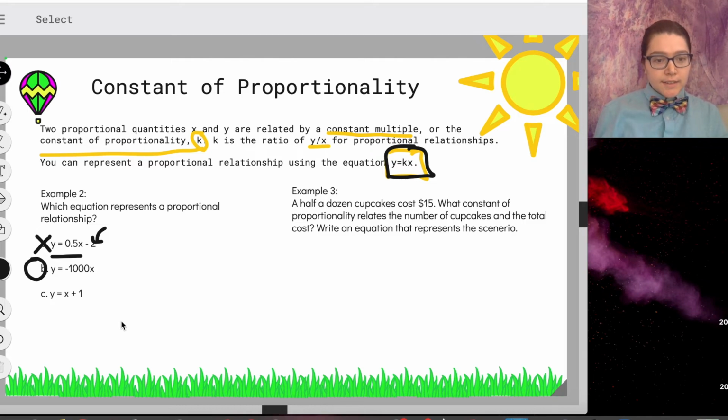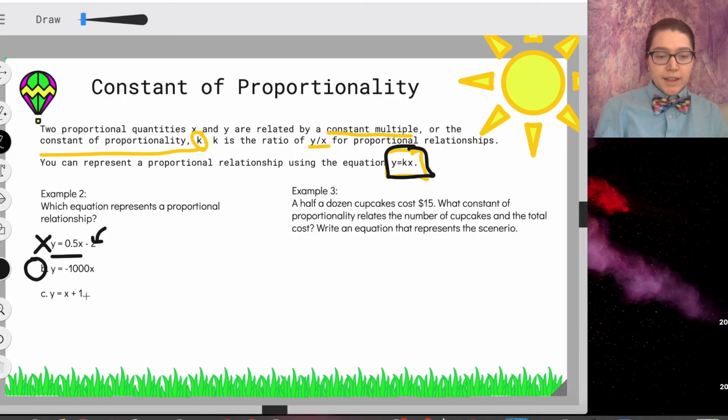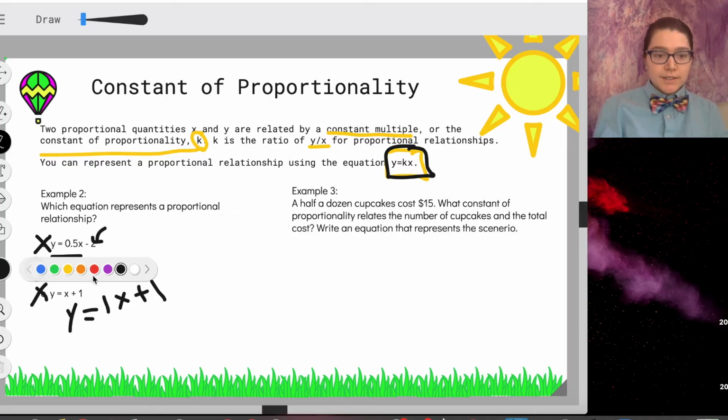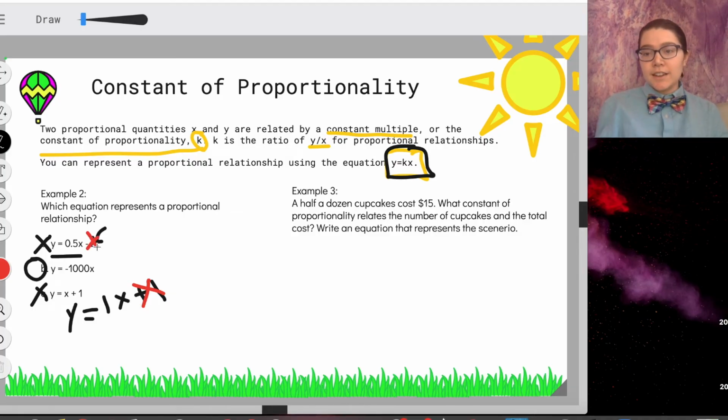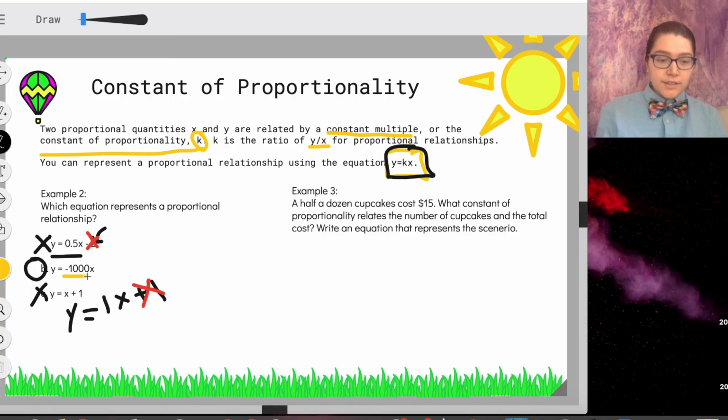Great, and then we look at C just to make sure we know that one is wrong. We have y equals x plus 1. Right, we can't have plus 1. Just like we couldn't have this minus 2, you can't have anything else besides multiplying. So that's why C is wrong. Okay, so just looking at the equations, if it's in this form, y equals k times x, we know it's a proportional relationship. And the constant of proportionality in B, negative 1,000, is our constant.